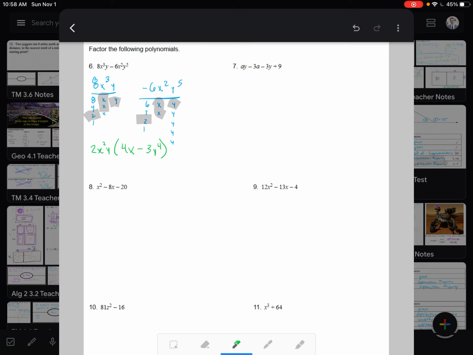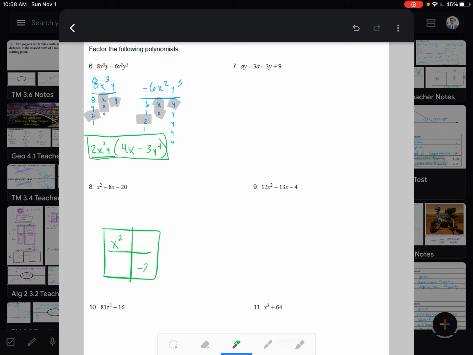3y to the 4th. And to check our work, if we distribute 2x squared y in, for our first term we would have 8x to the 3rd y. For our second term we would have negative 6x squared y to the 5th. So that is our, again, least common factor there, and our full answer. All right, so that's one type of factoring.